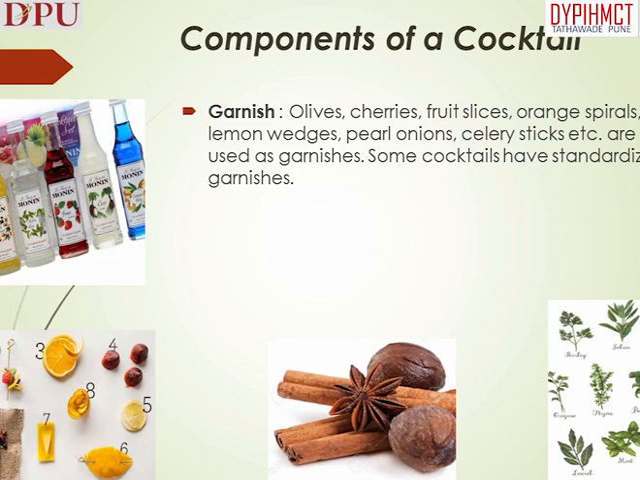Garnishes increase eye appeal of the cocktail. Garnish can be edible or non-edible. Edible garnishes can contribute to the flavor of the cocktail. However, non-edible garnishes just enhance the appeal. Some examples of the garnishes are olives, cherries, fruit slices, orange spirals, lemon wedges. Some cocktails have standardized garnishes. However, some cocktails have innovative ones.